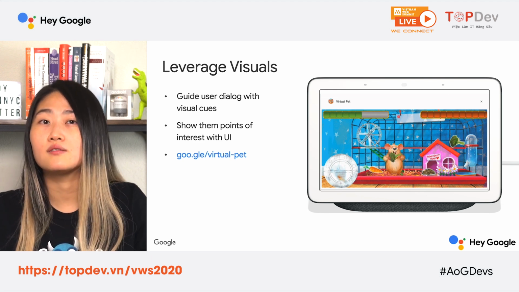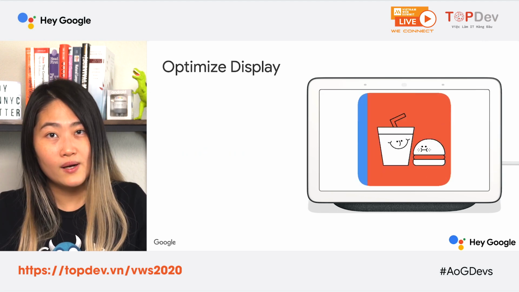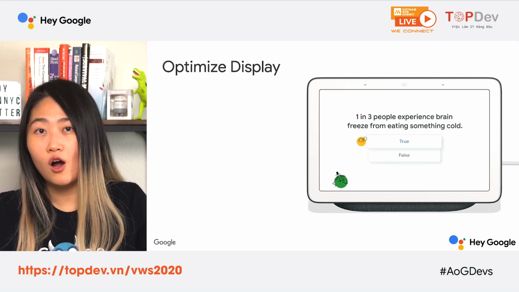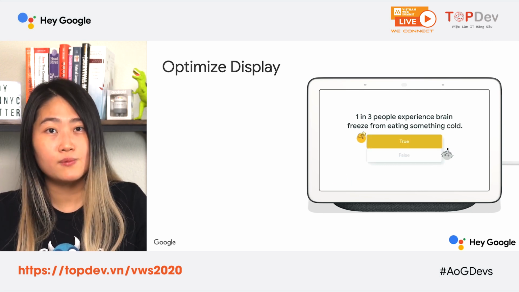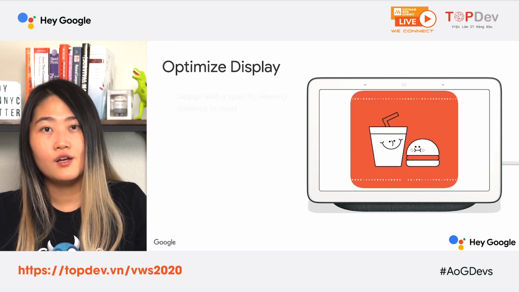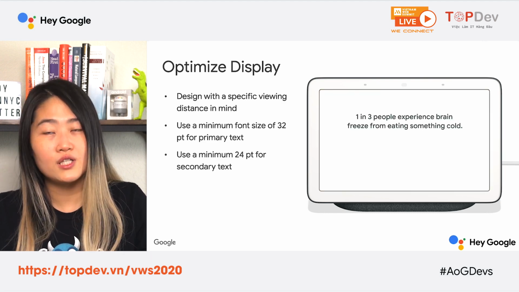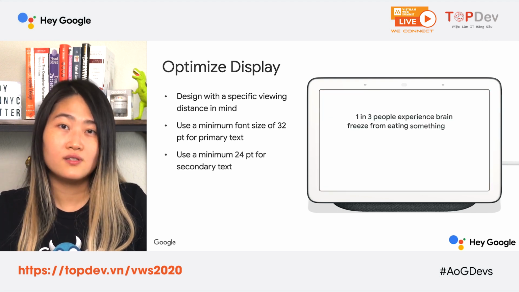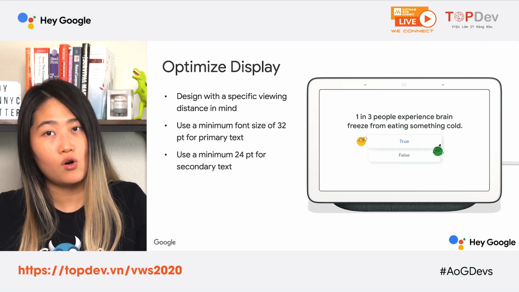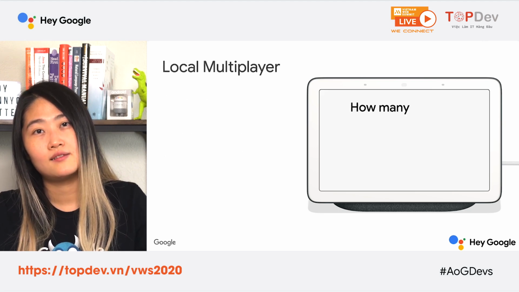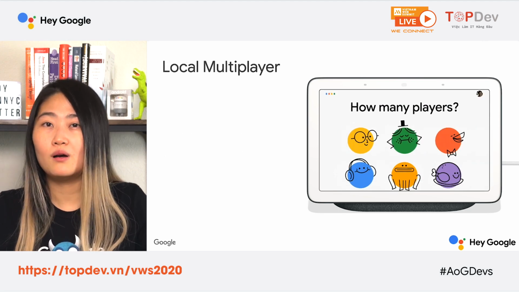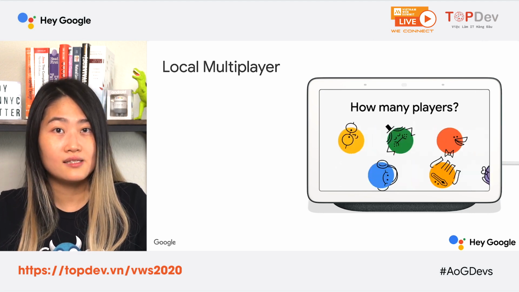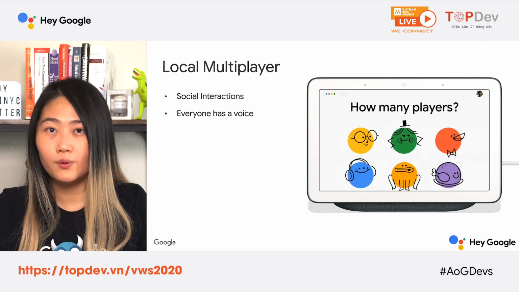Since the smart displays and other Google Home devices are communal, it's important to optimize display and design with a specific viewing distance in mind. Use a minimum font size of 32 points for primary text like titles and 24 points for secondary text like descriptions or paragraphs of text. When it comes to local multiplayer games, take advantage of the visuals to indicate whose turn it is. Use different icons for the multiple players.